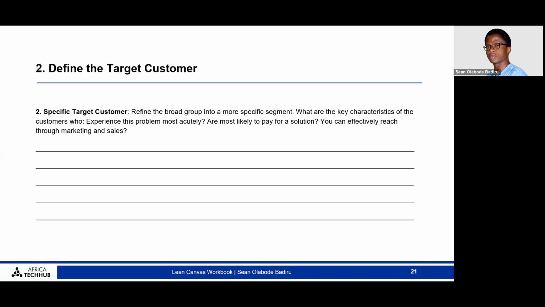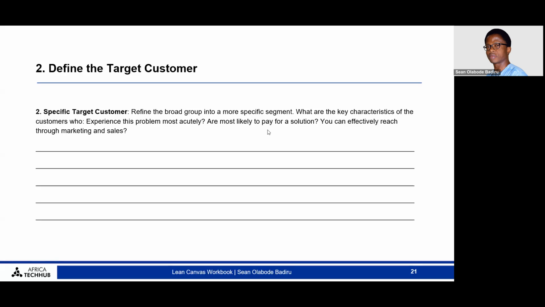So just give an example. Maybe small business owners with 5 to 20 employees in Nigeria. You can further break it down and say particularly those in the service industry. You know, maybe restaurants, those in retail, small contractors, etc. Yes, you have refined. You have narrowed it down. You have defined.